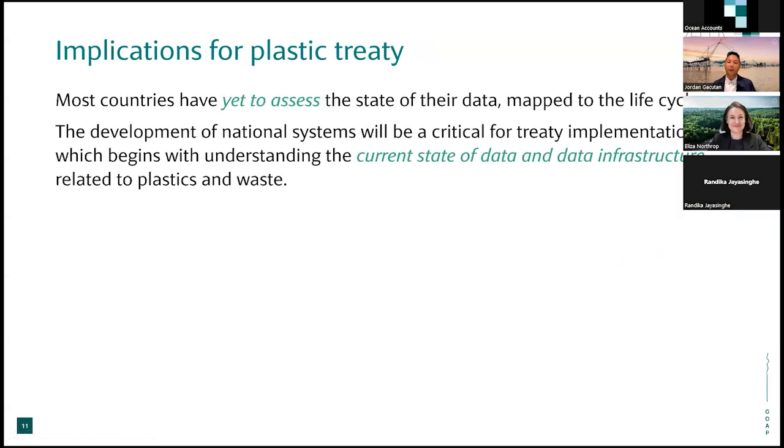So what are the implications for not having robust data and data systems for the plastics treaty? Well, most countries have yet to assess the state of their data mapped to the life cycle that I mentioned earlier. And hopefully we're starting to think that national systems will be critical for treaty implementation. And it really begins with an understanding per country of the state of data and data infrastructure related to plastics and waste.